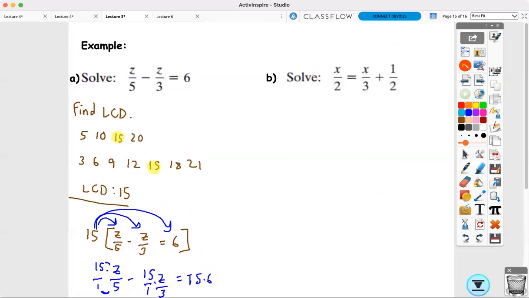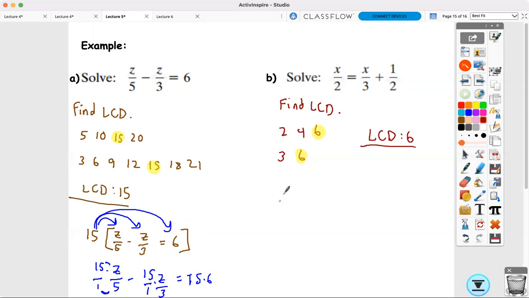All right, we're on B, the last one. Let's find the LCD. First, we're going to find the LCD. We have 2 and 3. You have 2, 4, 6, 3, 6. Boom. 6 is the LCD.